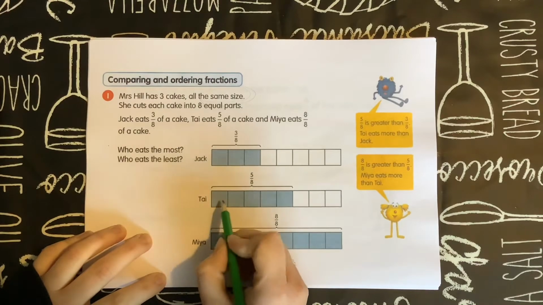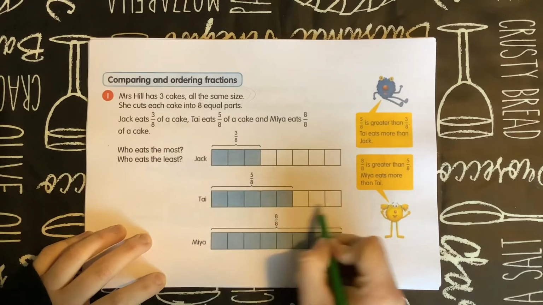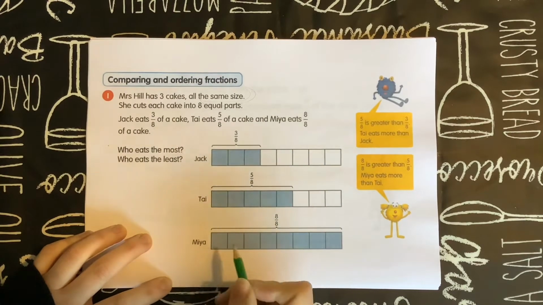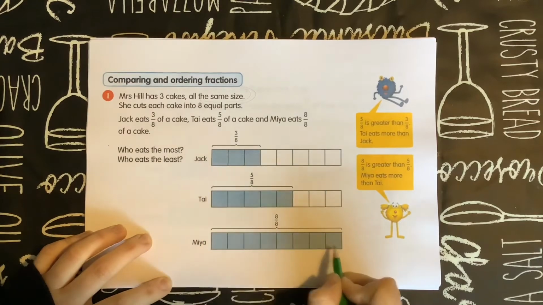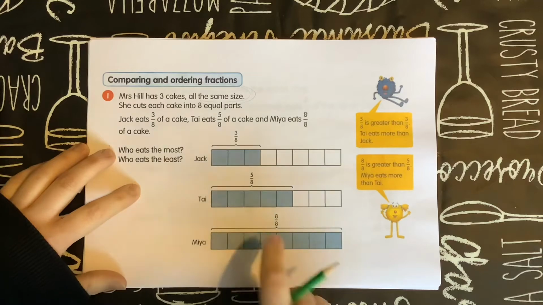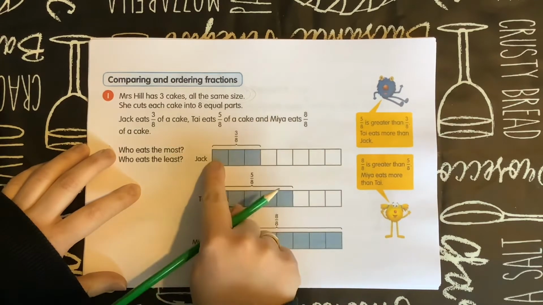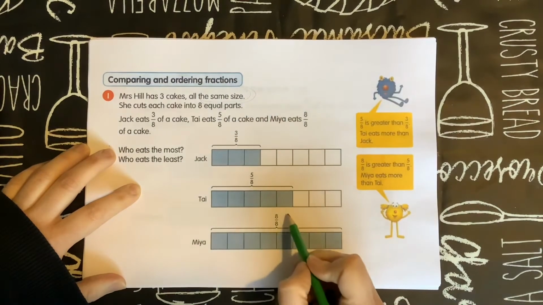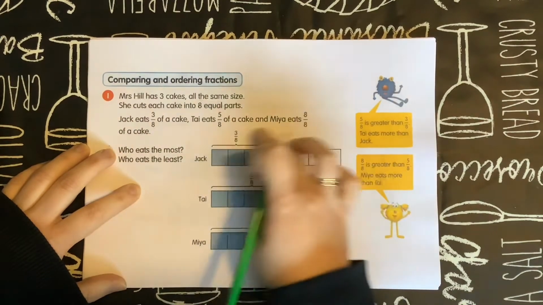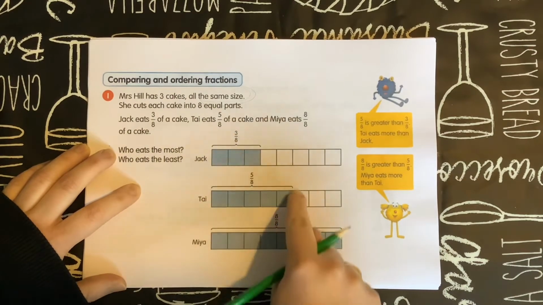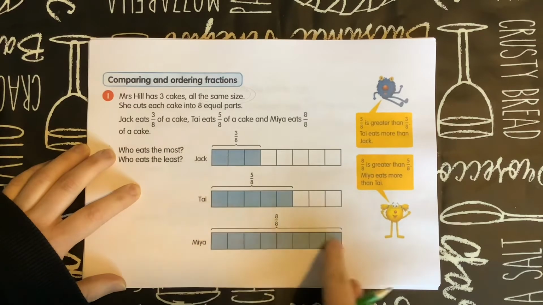This is Ty's cake. He has eaten 5 out of the 8 parts. And Maya has eaten the whole of her cake because she has eaten 8 out of 8 parts. So who has eaten the most? Well, 5/8 is greater than 3/8 because 5 parts is more than 3 parts. But 8/8 is the greatest out of all of them because Maya has eaten the whole. So Ty has eaten more than Jack, but Maya has eaten more than both Ty and Jack.